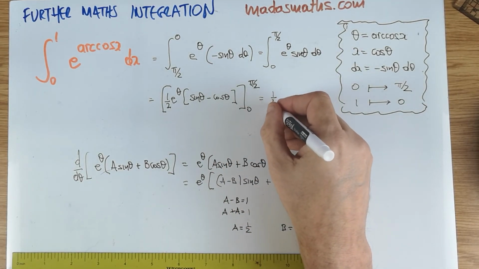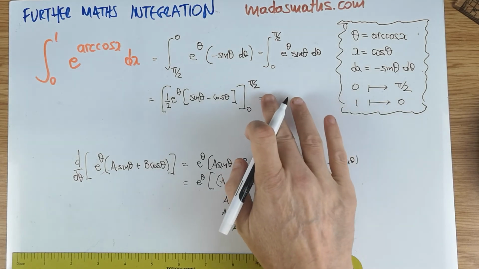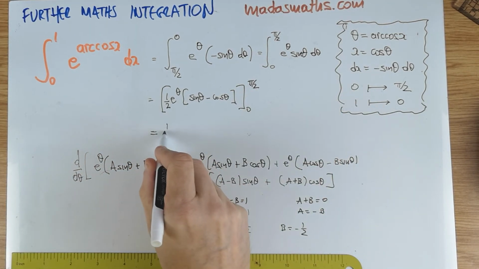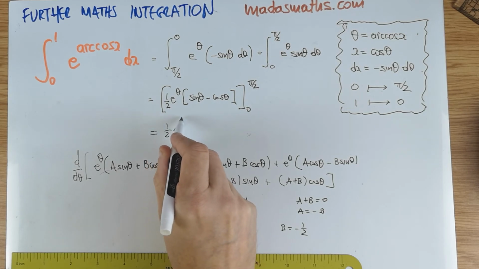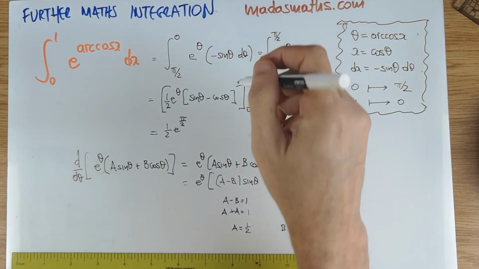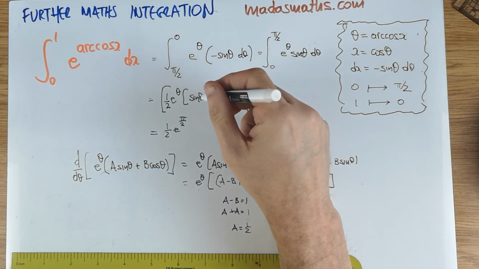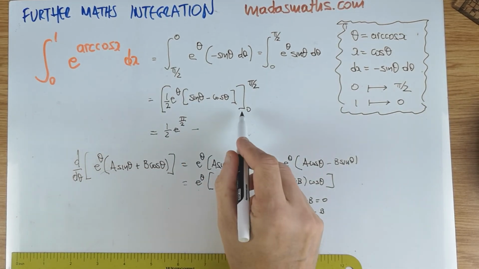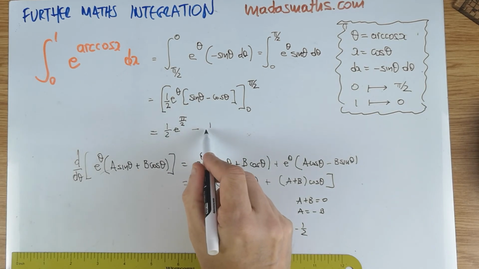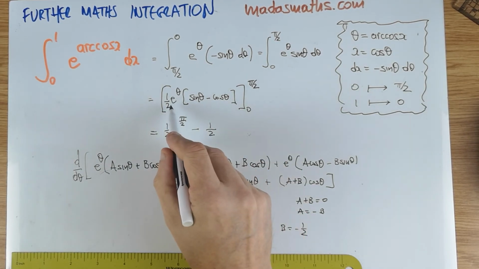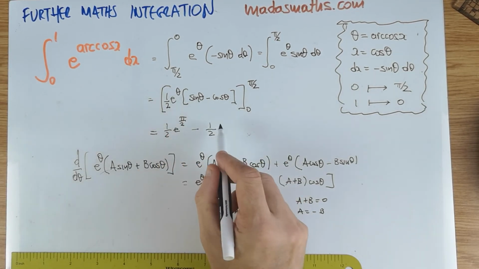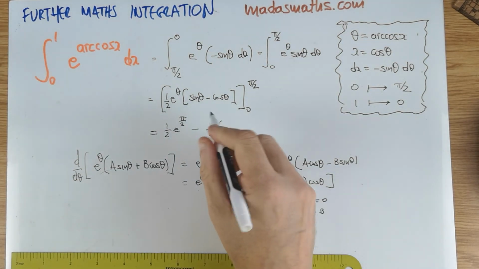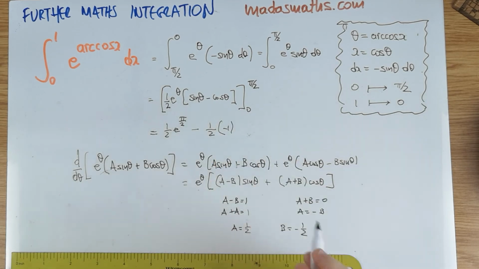So it's going to be a half. Let's write it on the next line, it's probably better. I have e to the pi over 2. Sine of pi over 2 is 1, cos is 0, so that's just that, minus, now we're putting 0. I have e to the 0 is 1, sine of 0 is 0, and then we got a minus cos of 0, which is 1.